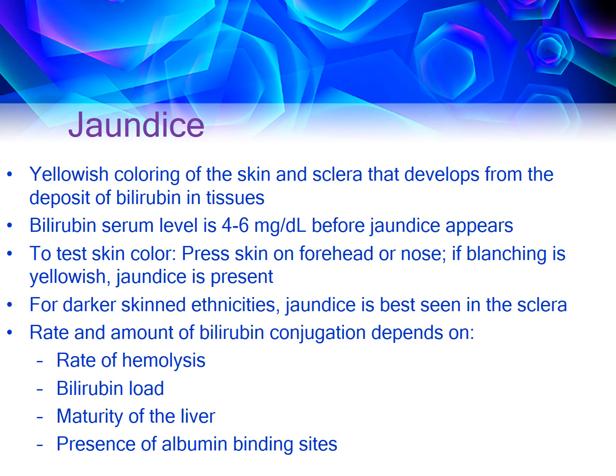Now, the rate and amount of bilirubin conjugation depends on the rate of hemolysis, so how quickly our red blood cells are being broken down, the bilirubin load, the maturity of the liver, because we need the liver to conjugate, and the presence of albumin binding sites. So if our bilirubin binds to albumin to get to the liver, if we don't have enough binding sites, it can't travel its way there.